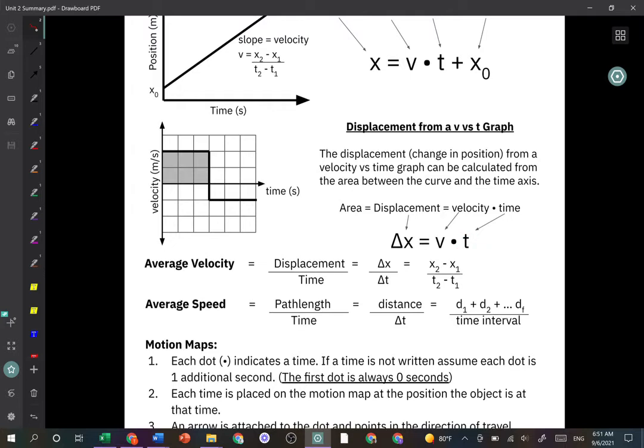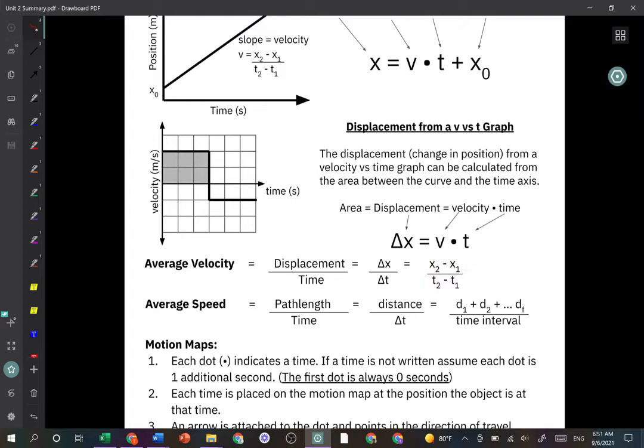Our average velocity, which can be the velocity in a given time region, is going to be our displacement, or the change in position, over our time, or the change in time. Now, this is going to look very familiar from the position versus time graph up above, but it's just going to be the equation for the slope of a line.